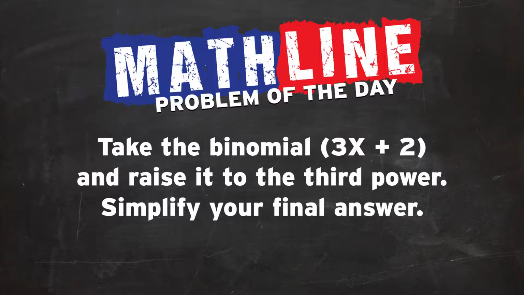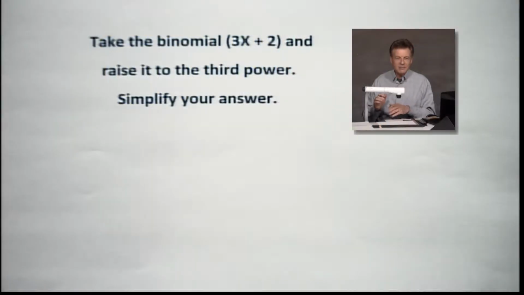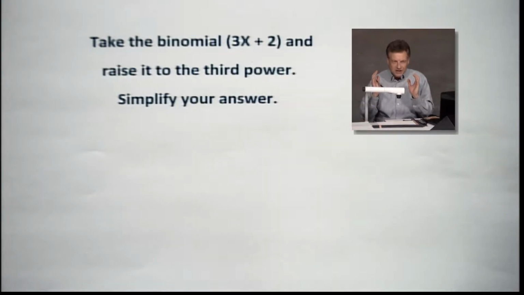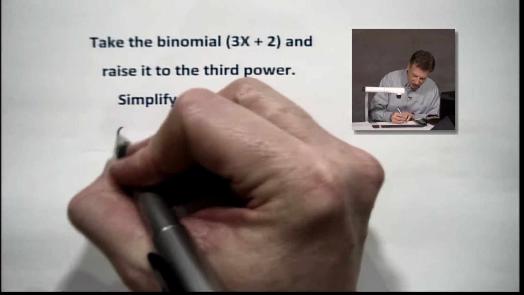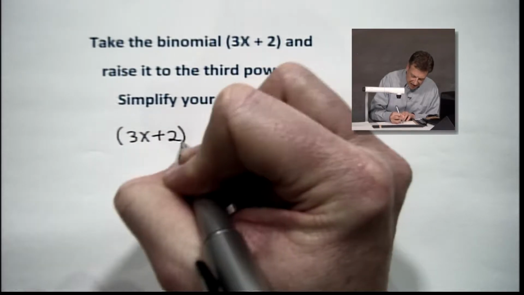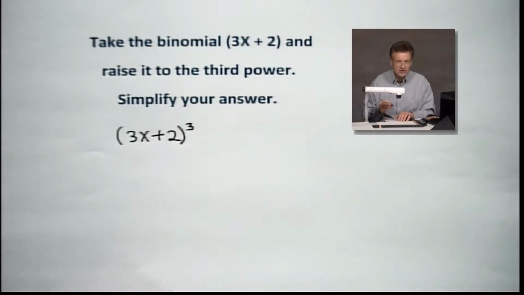Take the binomial 3x plus 2 and we're going to raise that to the third power. So let's take a look at this one. Let's see what's going to happen. First of all, we link those parentheses because it's an entity. Now, it's an expression. There are two terms in there. That's why we call it a binomial. And it's got a plus in between it. But we're going to start with that little expression, 3x plus 2.